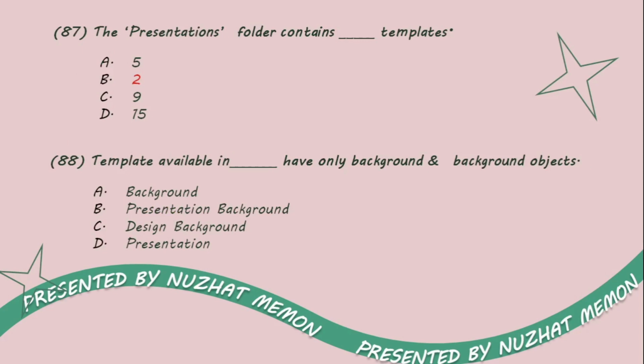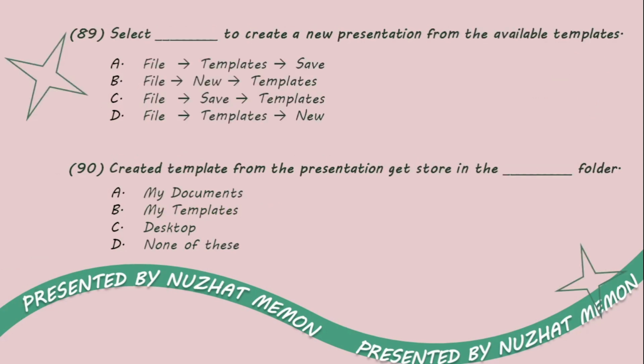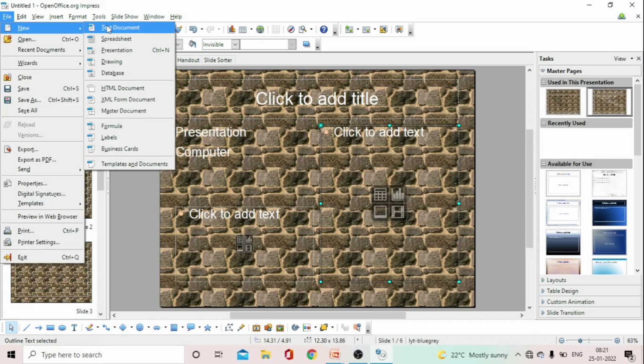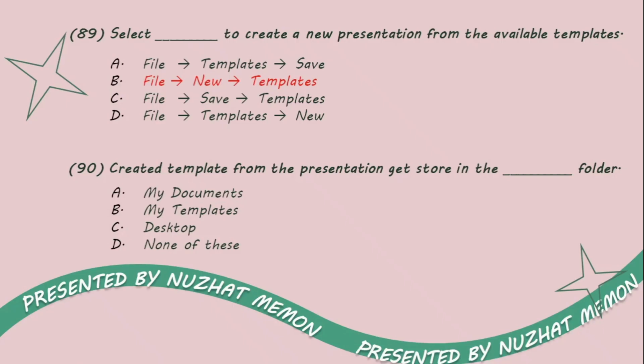88. Templates available in dash have only background and background objects. So the correct option is presentation background. Next, select dash to create a new presentation from the available templates. So you have to go for file, then new, and then templates. Let's see this. Go for file, go for new, and then here you can go for templates and documents. Next, 90. A template created from the presentation gets stored in the dash folder. So it gets stored in the My Templates folder.